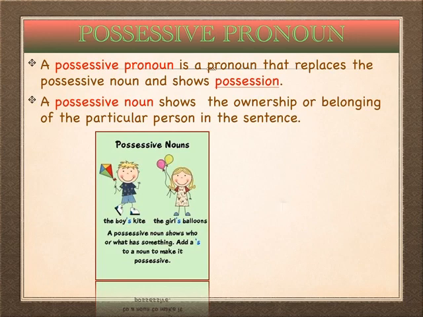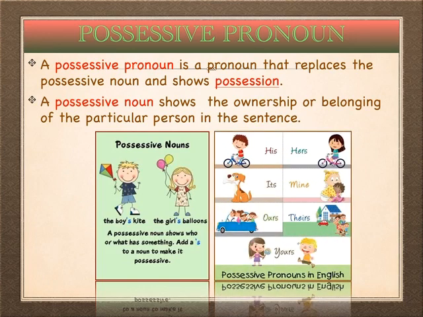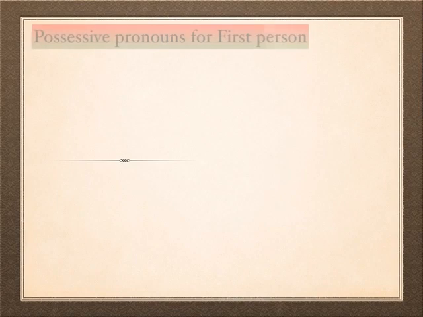Now let's see some examples of possessive pronouns. So the possessive pronouns are his, hers, its, mine, ours, theirs and yours. Let's study the possessive pronouns in detail. The first one is possessive pronouns for first person.